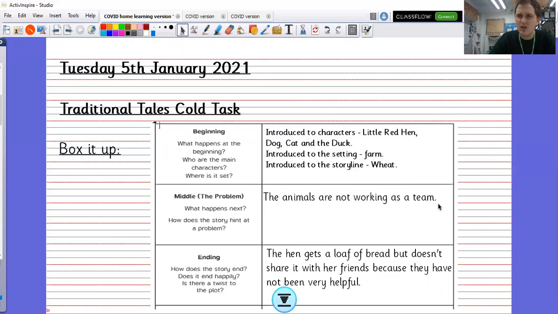There's a good word for that. I think some of the animals are being a little bit selfish. They're not thinking of other people. Then at the end, the hen gets a lovely loaf of bread. Okay, a lovely hot loaf of bread. Who doesn't love a lovely hot loaf of bread? But she doesn't share it with her friends because they have not been very helpful. And I think that is the message. Be helpful and you will get rewarded.